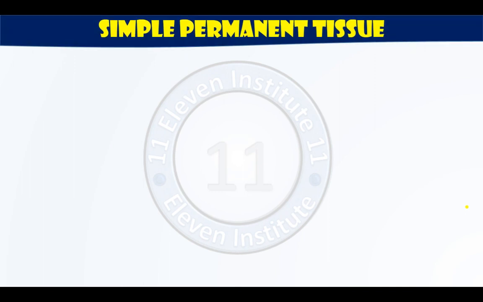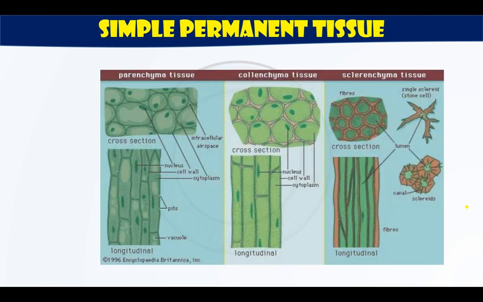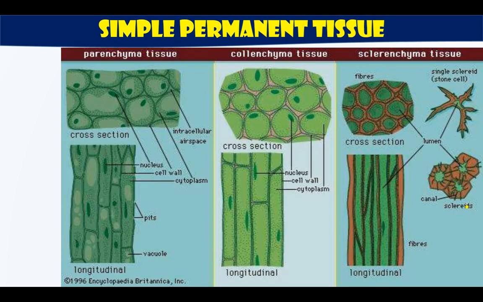We move to simple permanent tissues and let us see the three types of simple permanent tissues. This is the basic elaborative image that we have, and we will discuss a few things here. The image has been taken from this source, and we are very much thankful to them. Now we will move to parenchyma, collenchyma, and sclerenchyma.